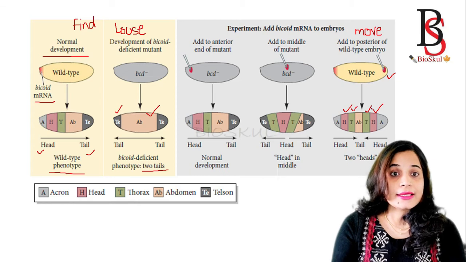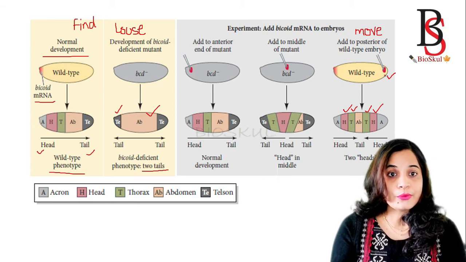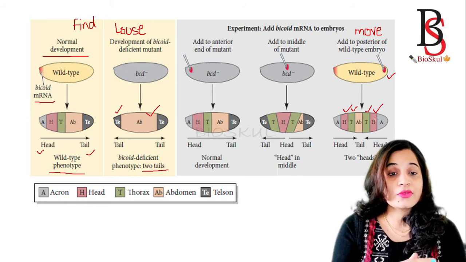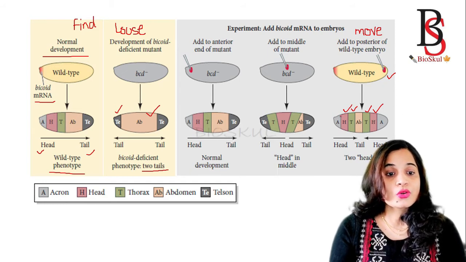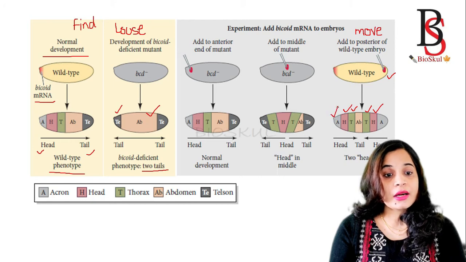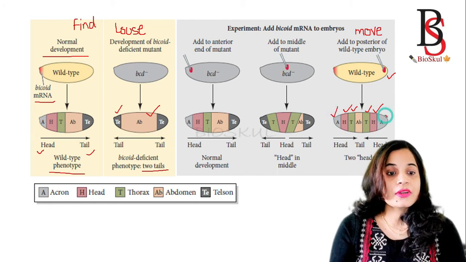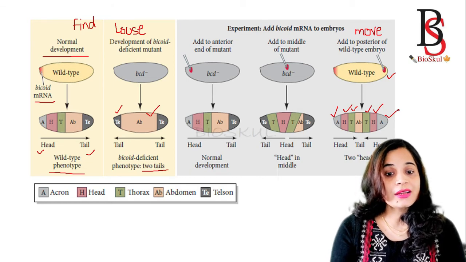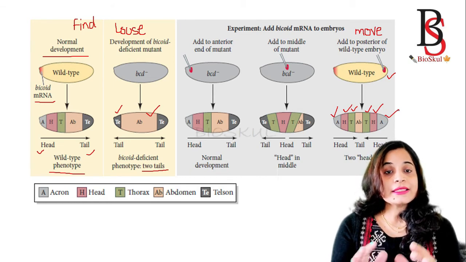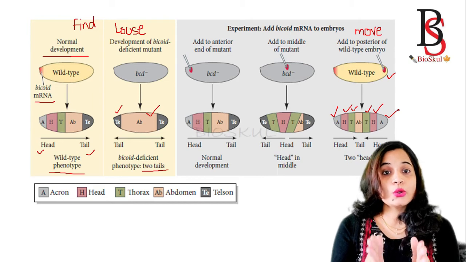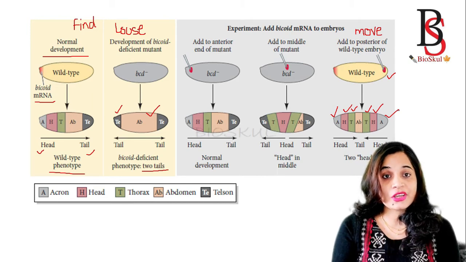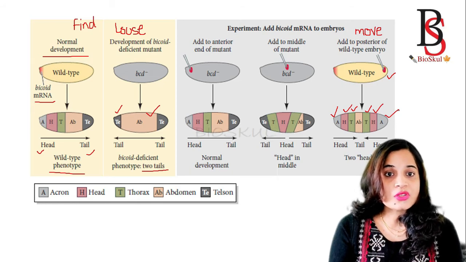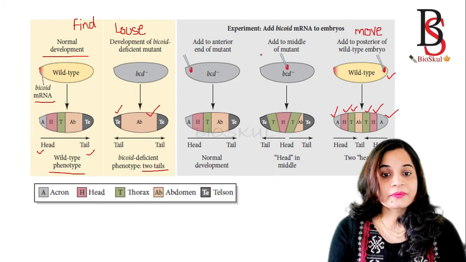Okay, in this case the bicoid protein concentration of the gradient is higher both in the anterior end as well as in the posterior end. So the anterior extremity develops into the acron, and the posterior extremity also develops into the acron, and there will be no formation of the telson. Okay, so this is all about the find it, lose it and move it experimentation in Drosophila, and this is very simple, and questions are also asked from this part.